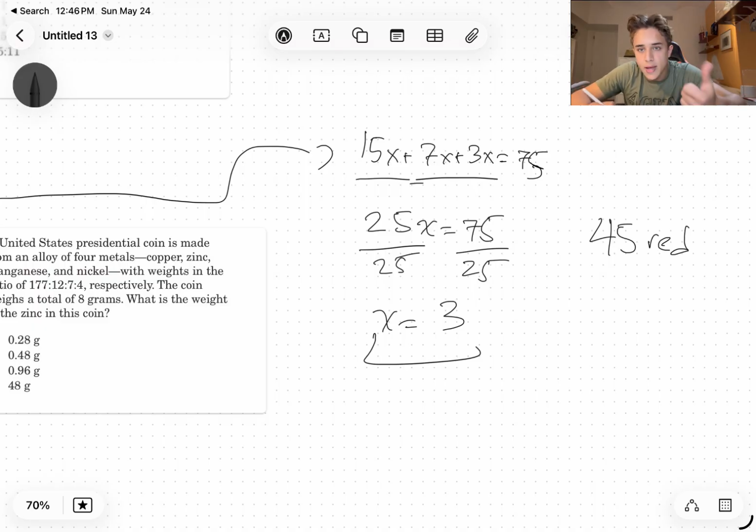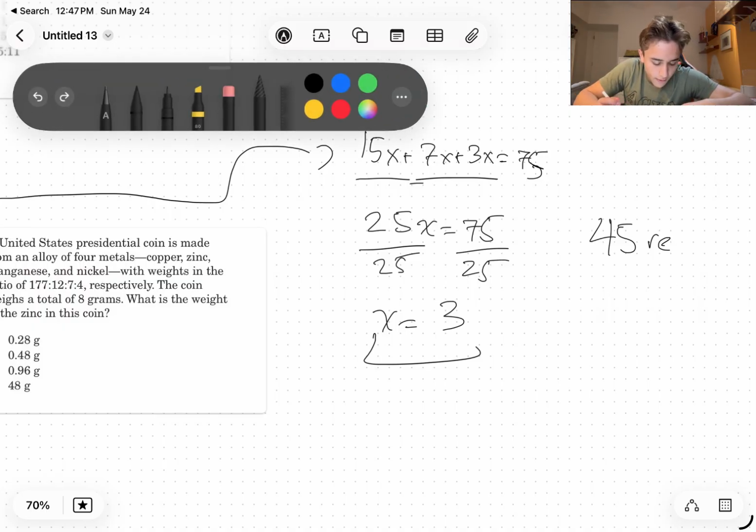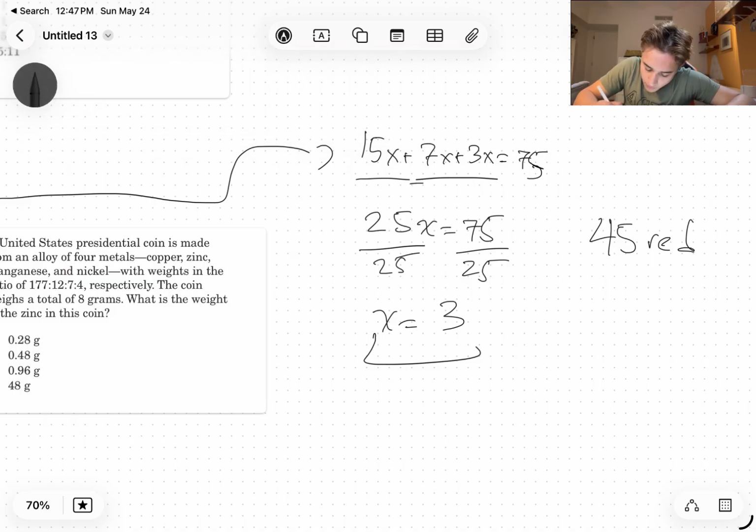And then we're going to have 7 times 5 would be the amount of blue. So that would be 35 blue. And then 3 times 3 is... Oh, sorry, no, not 7 times 5. It would be 7 times 3, right? Because x is 3 and not 5. So 45 red. So 3 times 7 is 21 blue. And then we're going to have 3 times 3 is 9 green marbles.